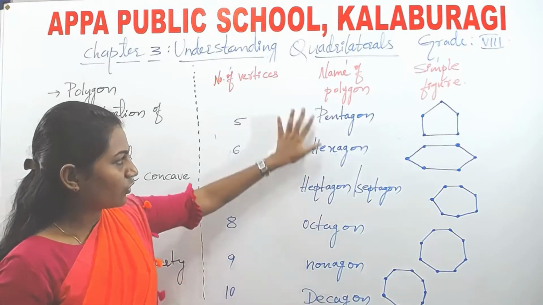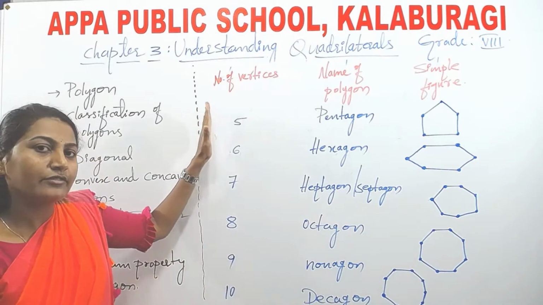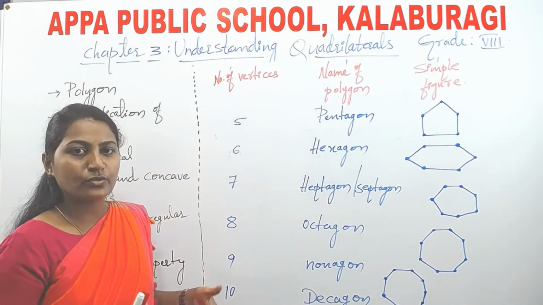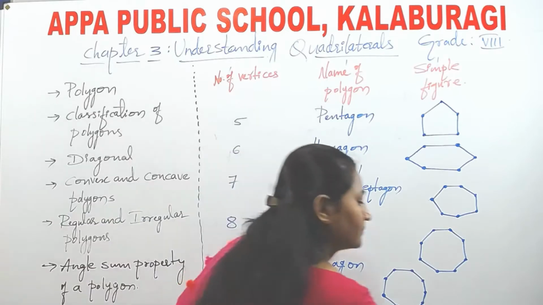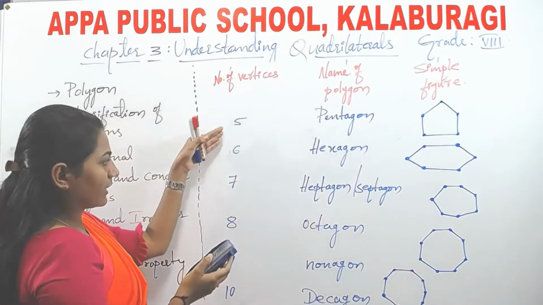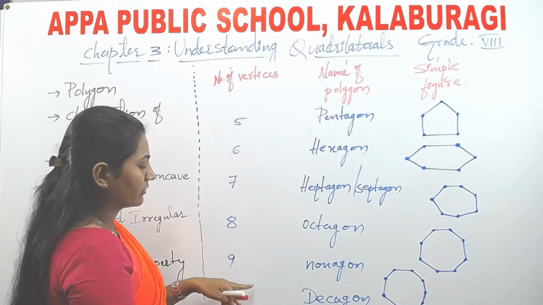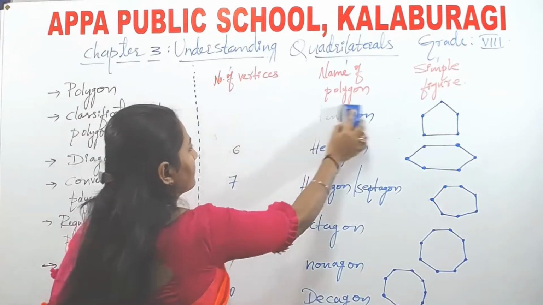So these are the polygons, the classification of polygons based on the number of sides or vertices. I hope it is clear. After 10, what next? How do you name them? It was 5, 6, 7, 8, 9, 10. We have reached the 10th vertex, a polygon made of 10 vertices, which was decagon. Next.